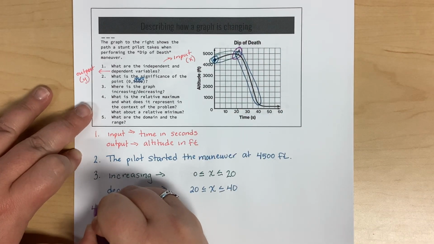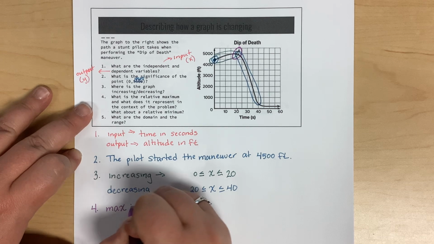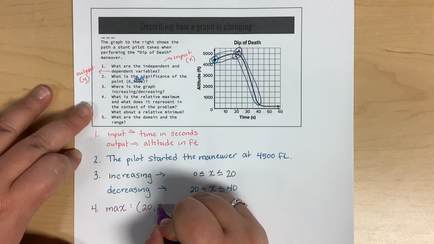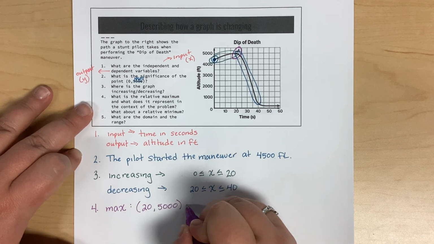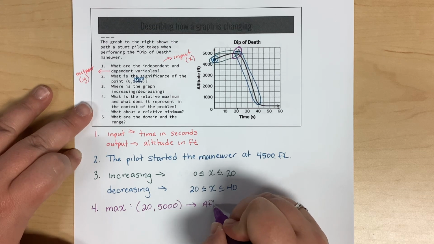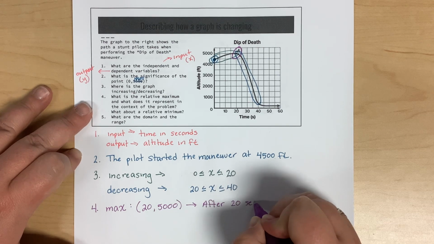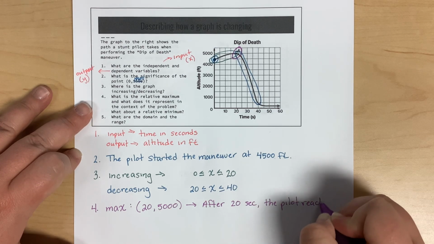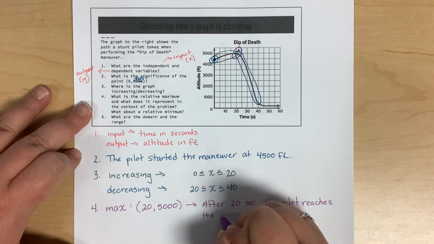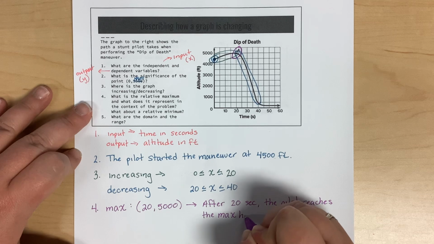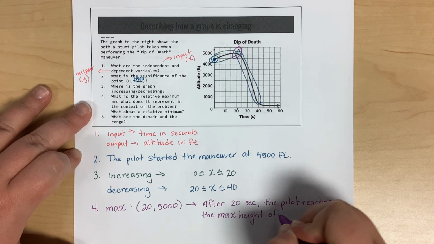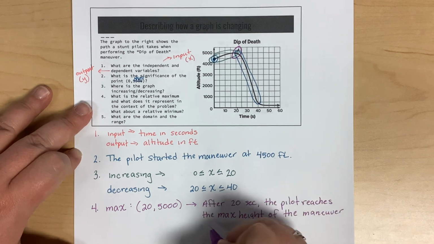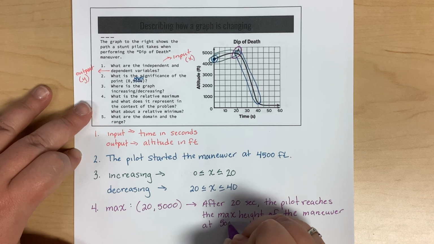So for number 4, I'm going to say that my max is at the point 20, 5,000, which means after 20 seconds, the pilot reaches the max height of the maneuver at 5,000 feet.